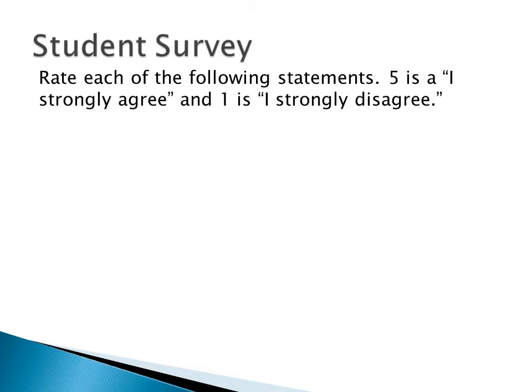So for the student survey, I had them rate each of the following statements. 5 is I strongly agree and 1 is I strongly disagree. And I had them rate them. I had 29 students take this, and I've given you the averages for each of these. Now I know that some students might have just gone through and circled 5s for all of them, but I thought there were enough answers to try and get rid of some of those outliers.